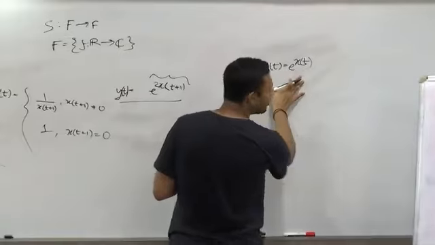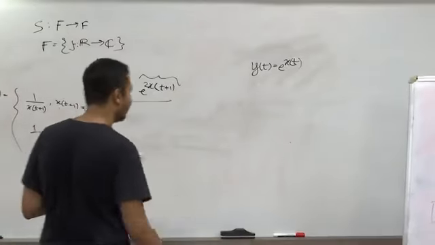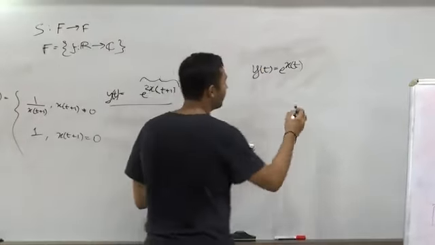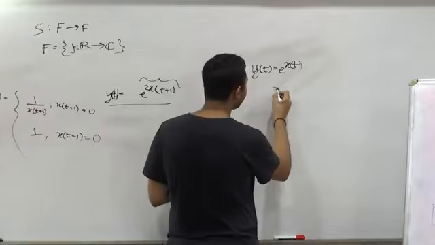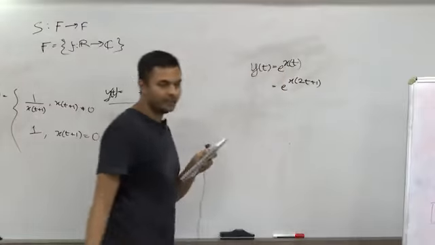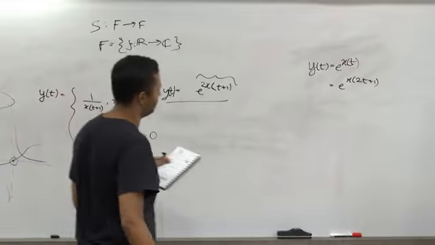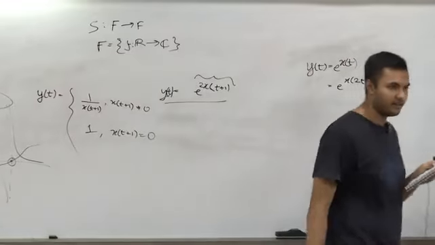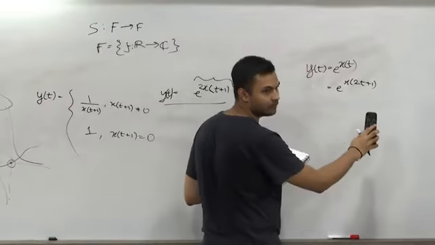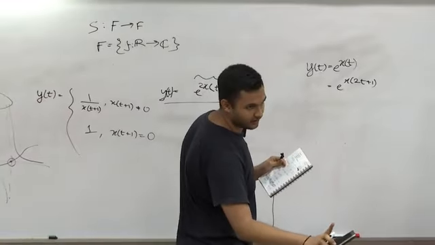So to this system you have to make some changes so that it becomes non-causal and shift variant, right? So can you do that? Yes. e power x of 2t plus 1. Is it shift invariant? It's not shift invariant, right? T plus 1 or 2t plus 1? I want shift variant. This is shift variant, right?